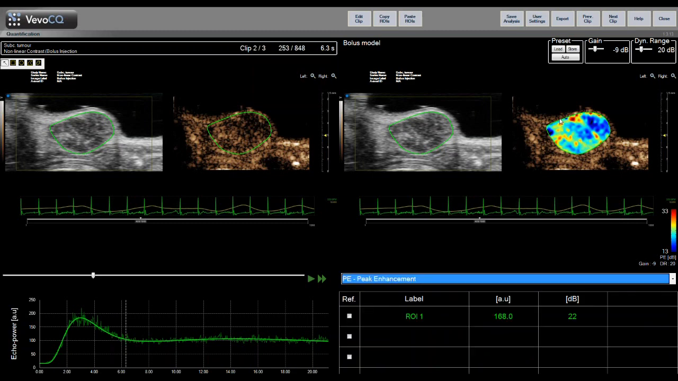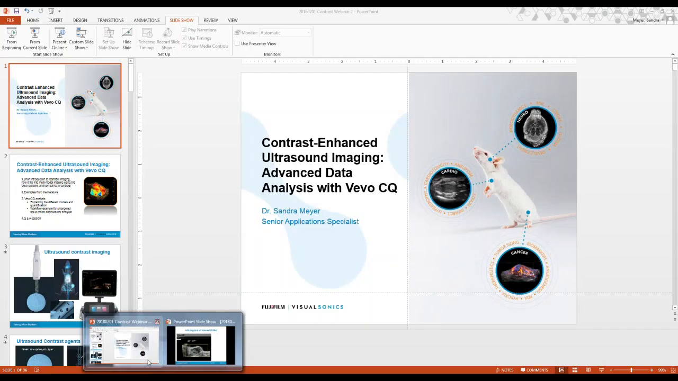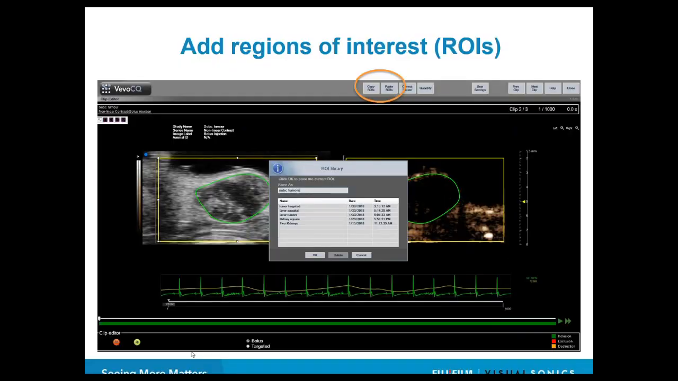Once you have analyzed your region of interest, you've set your parametric imaging, gain, and dynamic range to a level you like, there are some export functions available up here if you click on this. And this actually takes me back to my presentation as the very last slide. Sorry, I jumped a bit here.